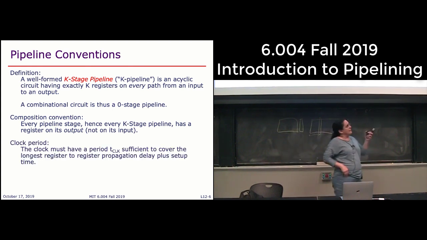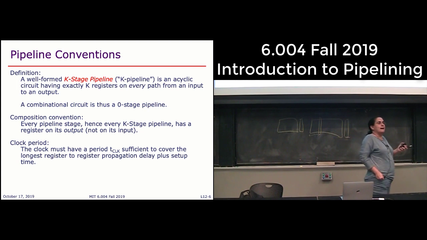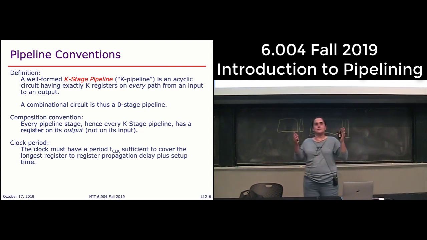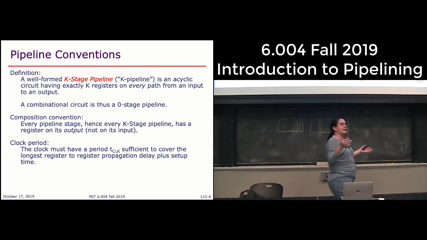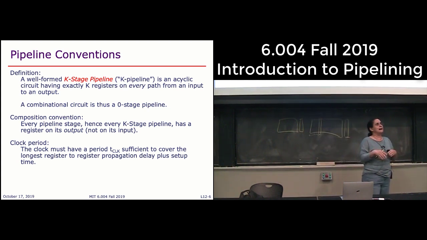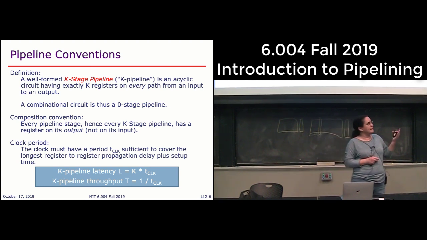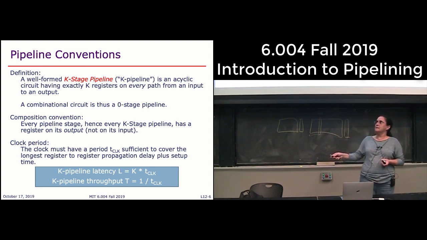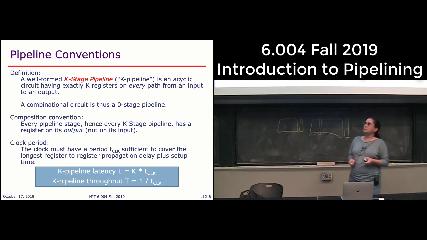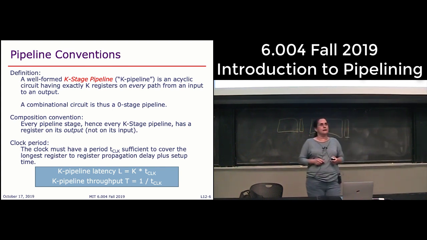So, as far as the clock speed is concerned, in a pipeline circuit we have to measure every single register-to-register path, and the clock period has to be long enough to allow for the longest propagation delay plus the setup time of the downstream register. So basically, to summarize, it looks like this. For a K-stage pipeline, we're going to have a latency of K times the clock period, and the throughput is 1 over that clock period.